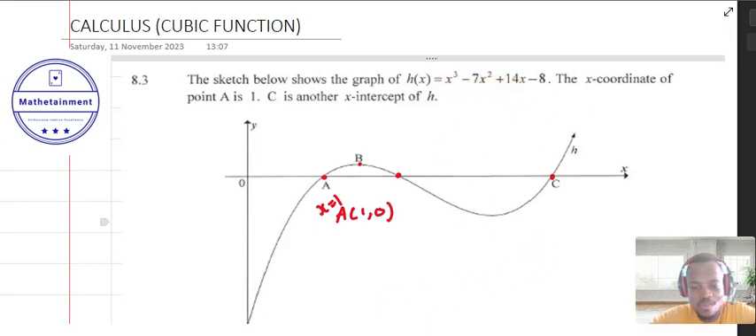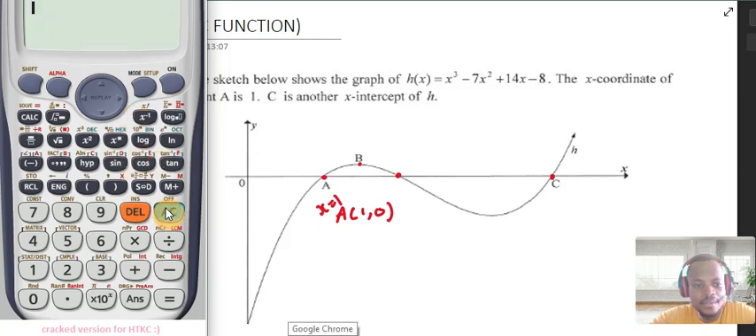Let us prove this one. Let's prove it. So here we say 1 to the power of 3, minus 7, replace with 1, plus 14 times 1, minus 8.